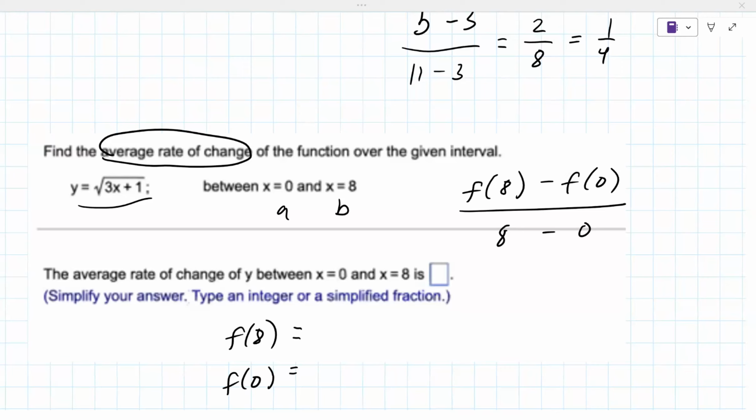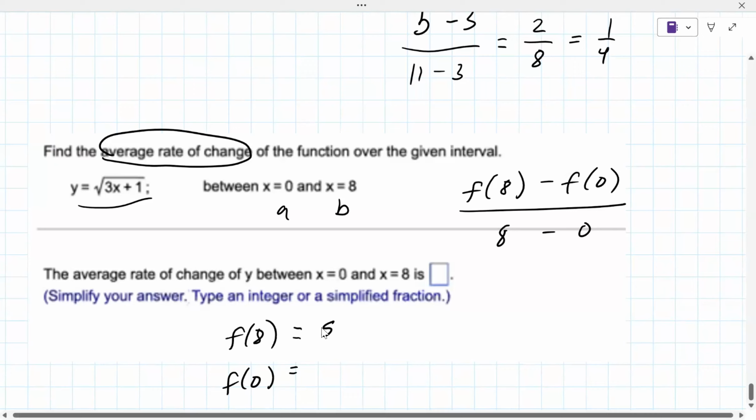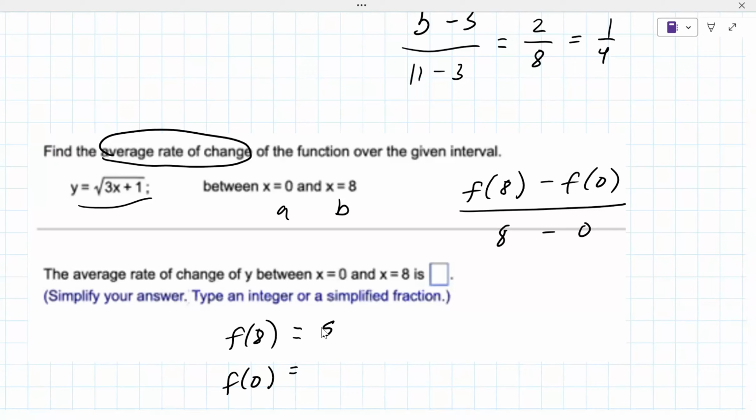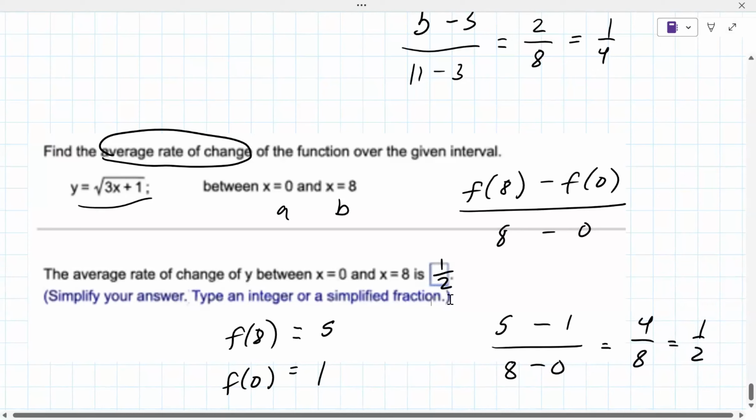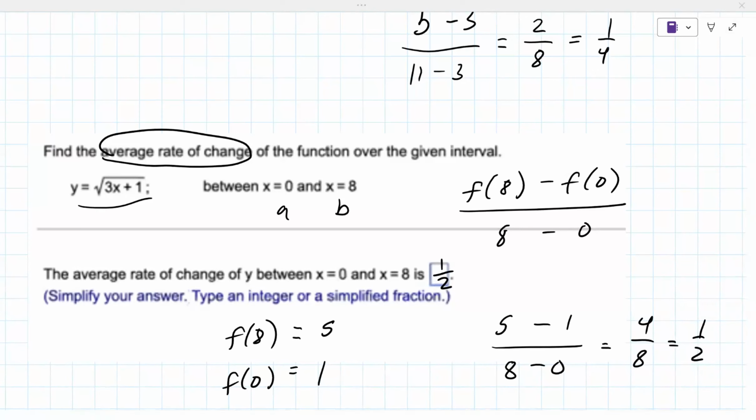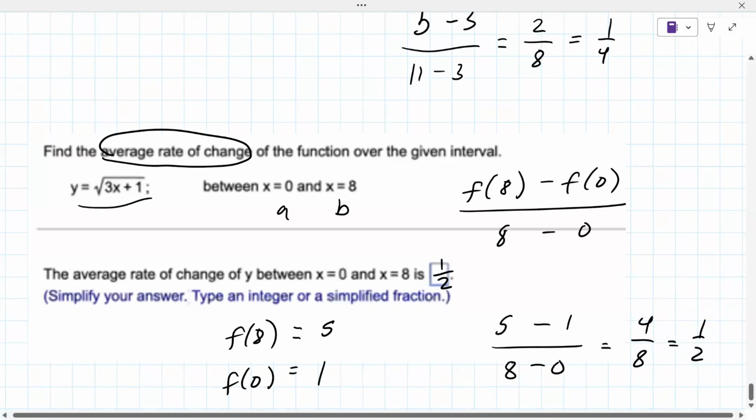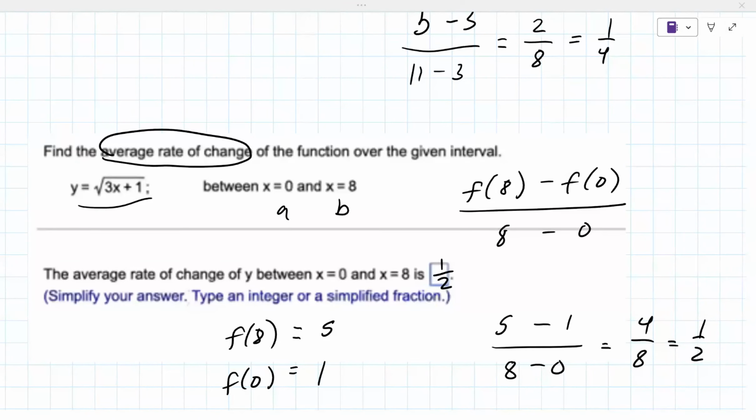So I got 5 for f of 8. Is that correct before I go on? And then 1. Okay, so this becomes 5 minus 1 over 8 minus 0, 4 over 8, which is 1/2. Okay. They typically work out kind of nice. Like, they're not going to be crazy fractions typically. I mean, these are all generalizations, blanket statements.